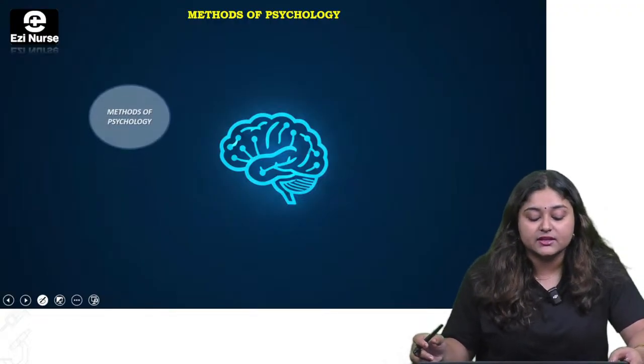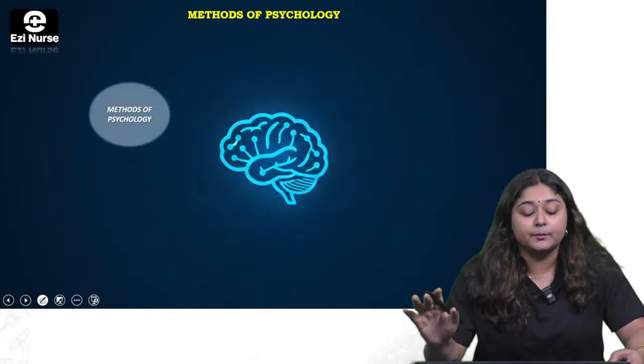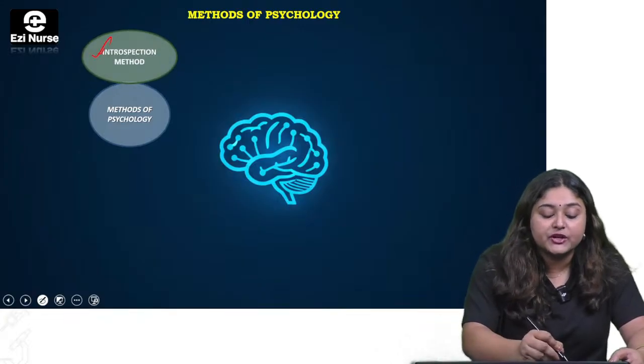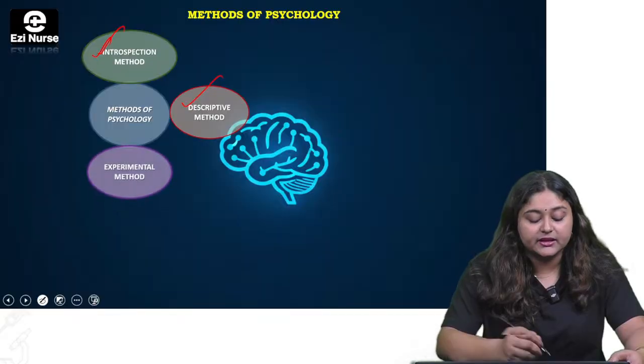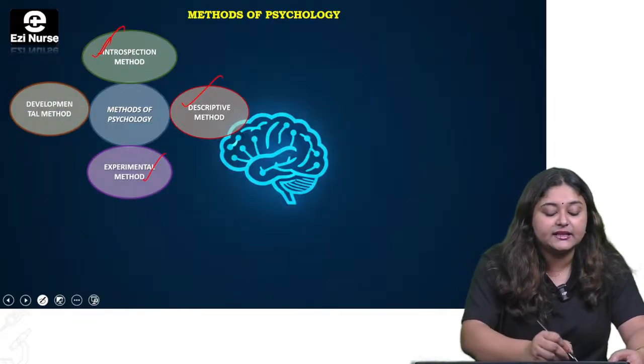Now come to the next, that is methods of psychology. What are the methods of psychology? There are mainly three. Okay, first is the introspection method or the self-observation method, next is the descriptive method, next the experimental method, and last is the developmental method.